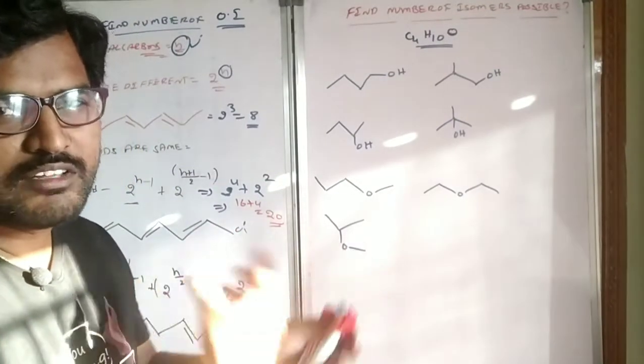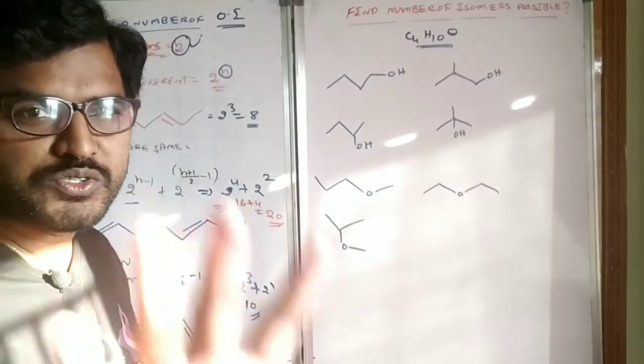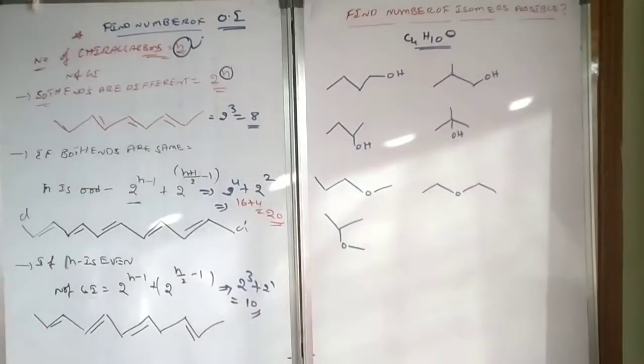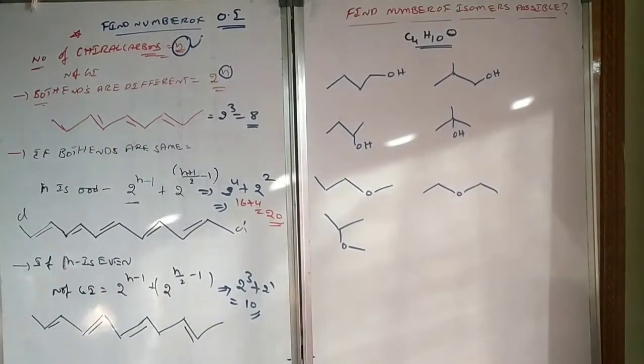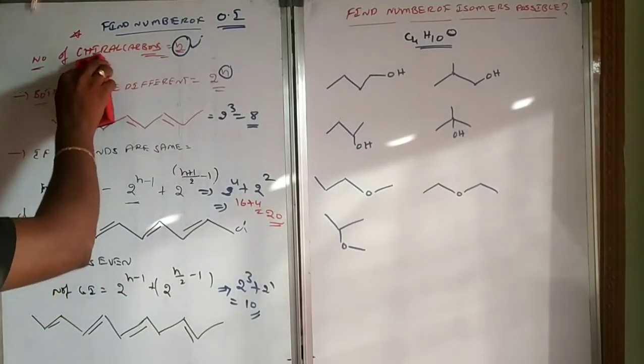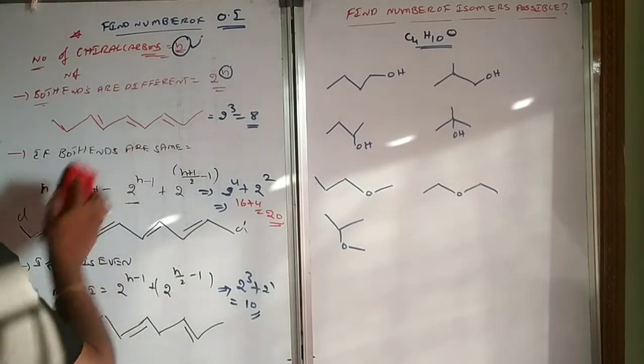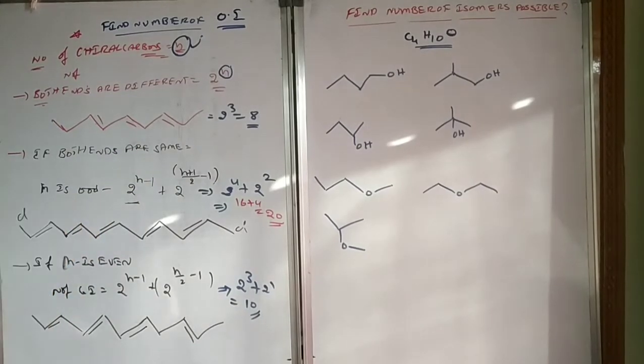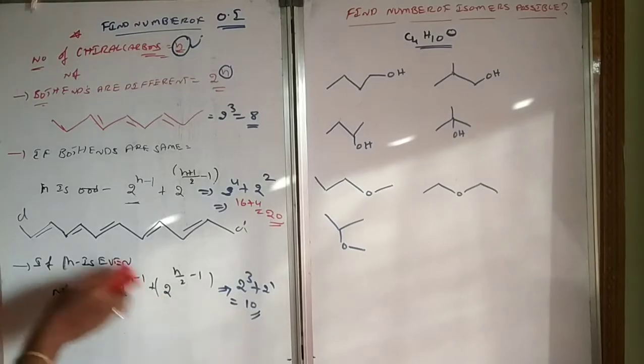Carbon attached to 4 different groups is known as a chiral carbon. So based on chiral carbons, we can find this. The number of optical isomers follows the same formulas, but the examples will be different.